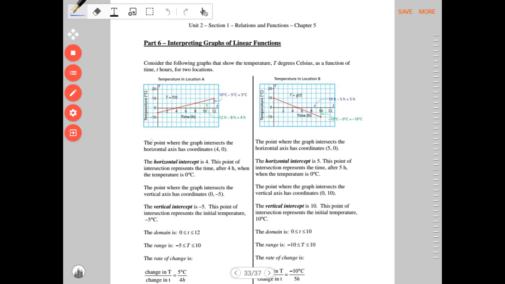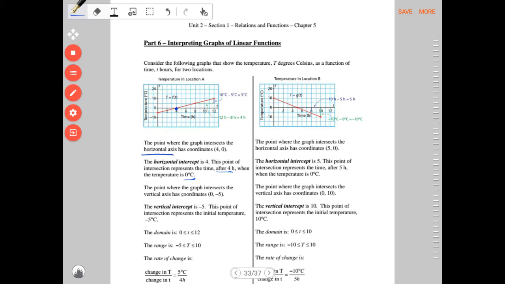If we have a look at this graph, the point where the graph intersects the horizontal axis has the coordinates (4, 0). That is called a horizontal intercept. So the horizontal intercept is 4. This point of intersection represents the time after 4 hours when the temperature is 0 degrees Celsius.